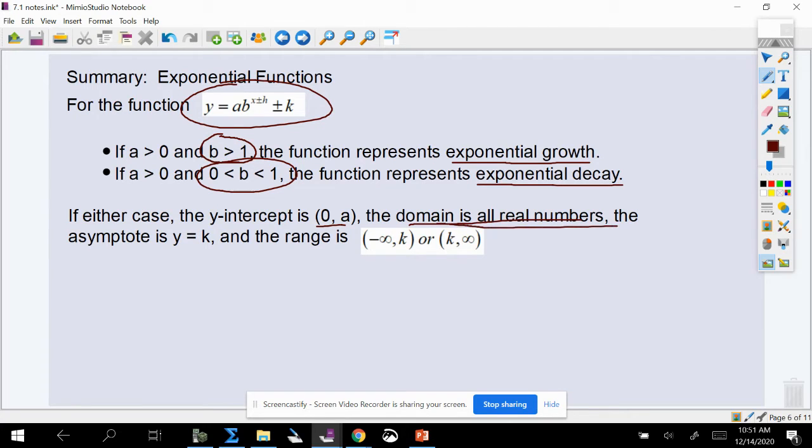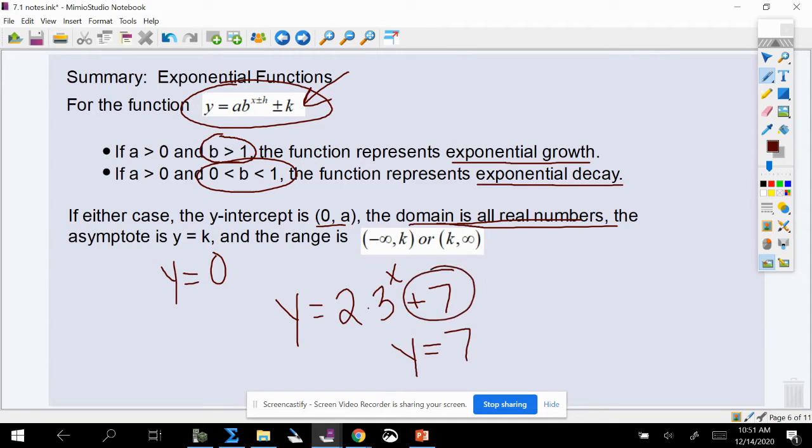Every single exponential graph, whether it's growing or decaying, will have a domain of all real numbers. Your asymptote is going to be y equals whatever this value is at the end. Now, if there's no value at the end, then it's just y equals 0. But let's say it was something like y equals 2 times 3 to the x plus 7. It would have an asymptote at y equals 7 because this shifts it up 7 units.